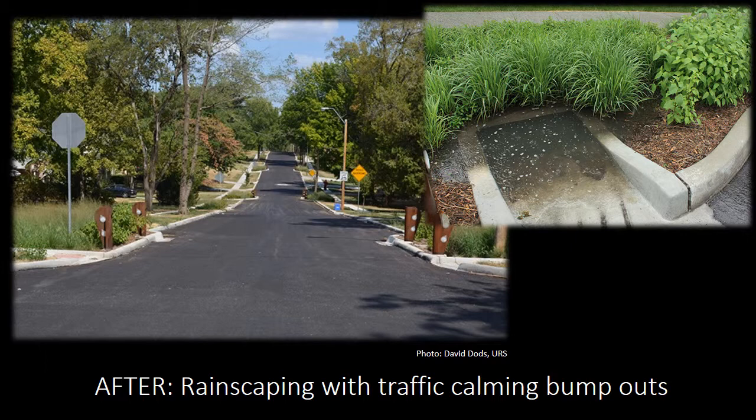A neighborhood with a wide street can mean speeding traffic. Bump outs along the street can not only calm or slow down traffic, but it can be a location where green solutions can hold rainwater in rainscaping. Rainscaping is landscaping that considers how rainwater will be collected and treated, removing pollution.